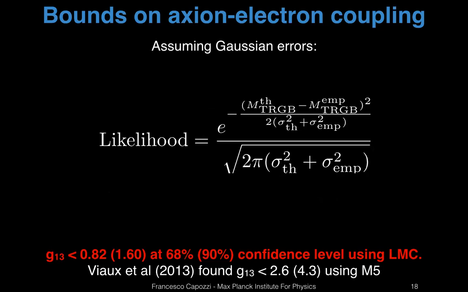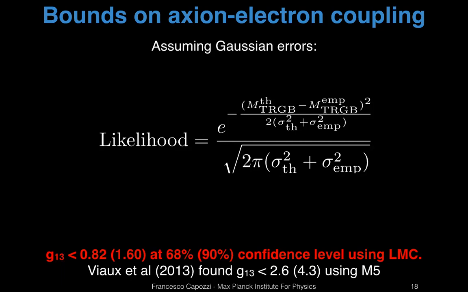Then you need to apply a comparison with the empirical calibrations, and we do that by just assuming Gaussian errors, where the total error is just the sum in quadrature of the error of the empirical calibration, which is not the one dominating again, plus the error on the theoretical calibration, and then you just integrate this likelihood function up to 68 or 90% confidence level. And if you use the empirical calibration coming from the Large Magellanic Cloud, you get an upper bound on G13 of 0.82 or 1.6 at 68 and 90% confidence level.